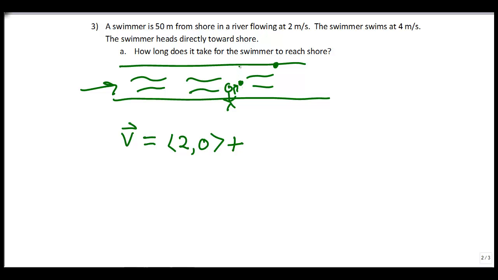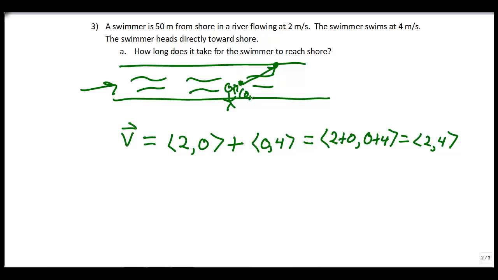Plus, as we swim straight towards shore, we're going to get a vector of 0, 4. So we're going 4 meters per second this way. When you add those together, you get 2 plus 0, 0 plus 4. That gives you 2, 4 as your vector that you're heading. So this vector is some multiple of 2, 4. Every second, we go 2 meters in the x direction and 4 meters in the y direction.